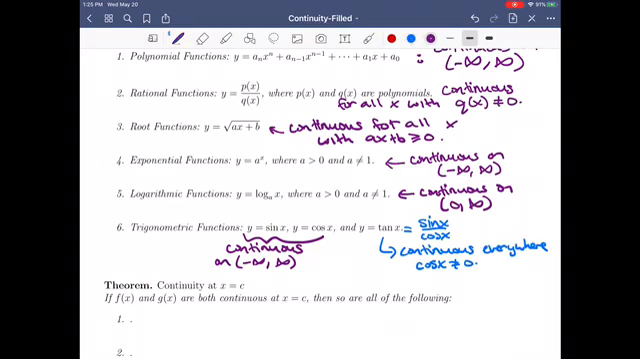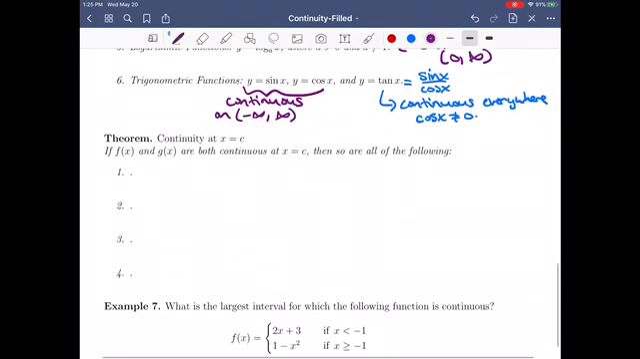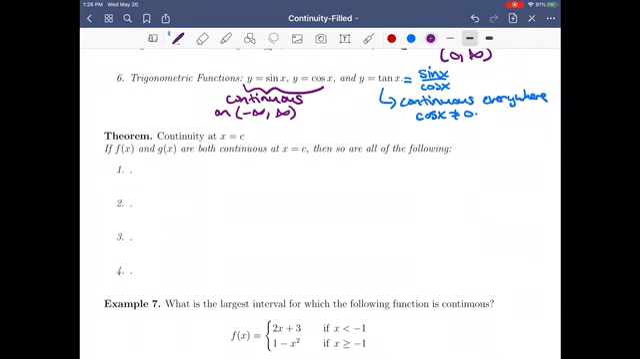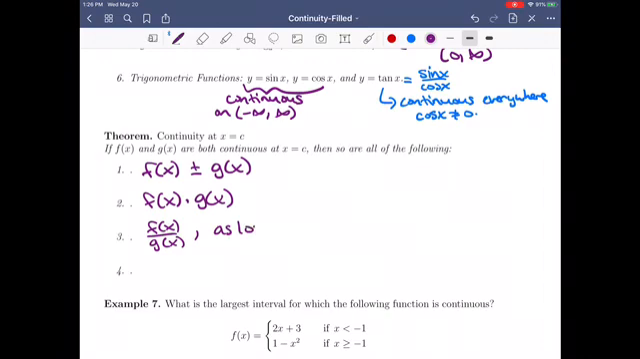Now, we can also take continuous functions and put them together. So suppose that f of x and g of x are both continuous at c. Then we know f of x plus or minus g of x is also continuous at x equals c. F of x times g of x is going to be continuous at x equals c. F of x over g of x is going to be continuous at c as long as g of c is not 0. That would be bad. We can never divide by 0.